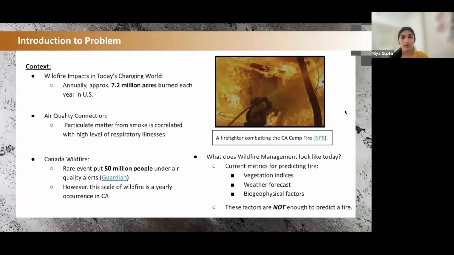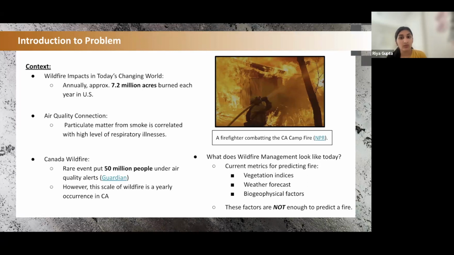Introducing our problem. Wildfires are a problem that has occurred throughout the world, with more than 7.2 million acres alone being burned in the US annually. Connecting this back to air quality, smoke released from wildfires creates particulate matter that can cause an increase in the prevalence of respiratory diseases. And especially with the Canada wildfire, which is a rare event that put more than 50 million people under air quality alerts, really showed the world what it looks like to experience such a large wildfire event. However, these kinds of wildfire events are a yearly occurrence for many Californians, which is why we really wanted to solve this problem.